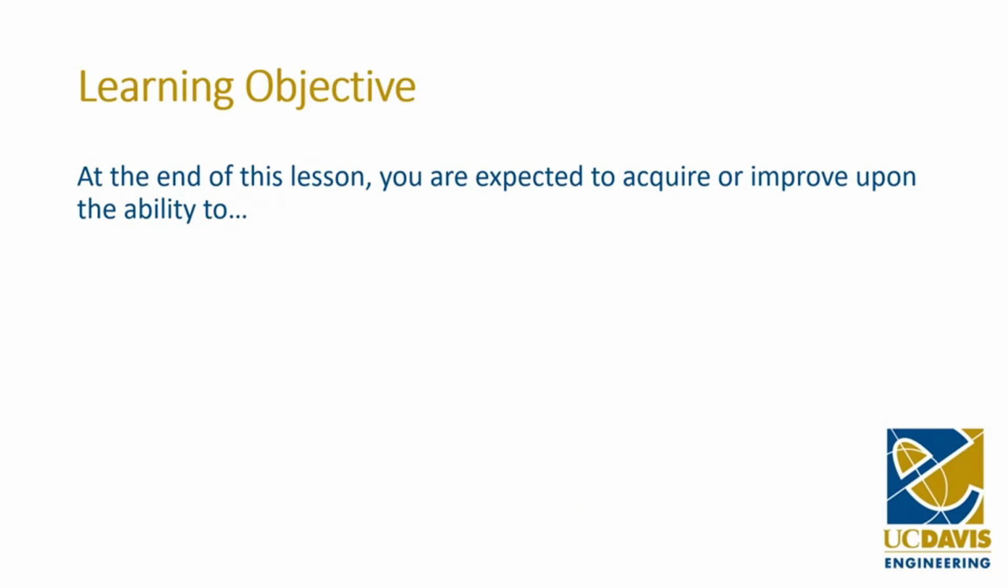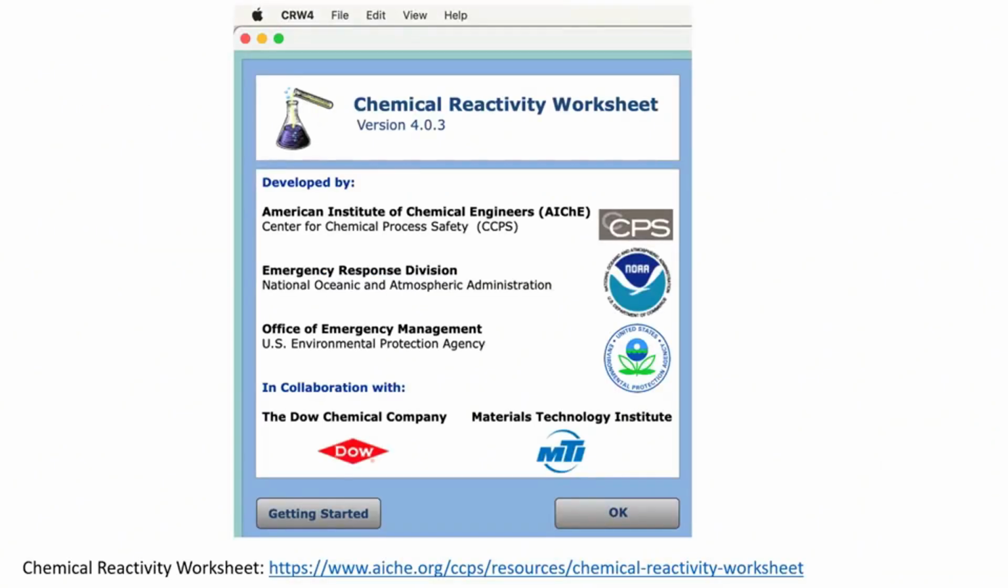In the previous lesson, you learned about specific reactive hazards, including incompatible materials. In this lesson, you'll learn how to create and use a chemical compatibility matrix using a tool called the Chemical Reactivity Worksheet. The Chemical Reactivity Worksheet is a helpful tool for identifying specific reaction hazards in a process.